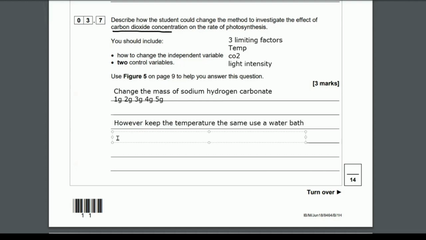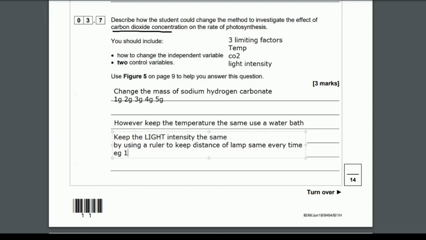And then I'd say we need to keep the light intensity the same. How do we do that? By using a ruler to keep the distance of the lamp the same every time. So you might do, e.g. 10 centimeters. You're going to put the lamp at 10 centimeters and not move it. So you always get the same light intensity. Keep the temp the same by using a water bath. You might say LED light. That's what they talked about, but use a water bath. And that's going to get you 3 marks. Bosh.